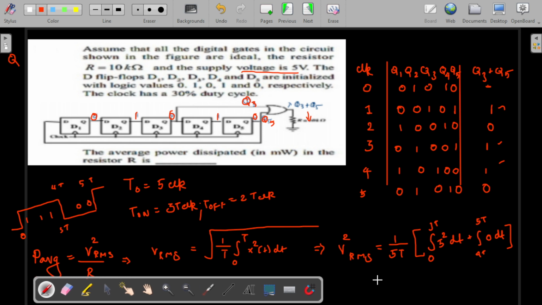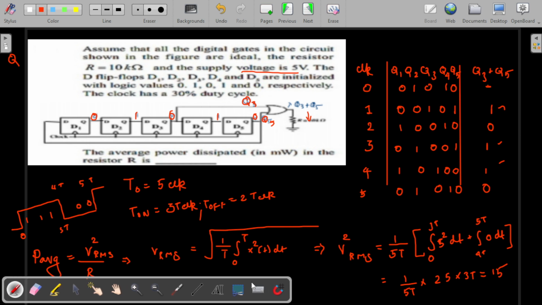Okay, so if we solve this one, the answer that will come is 1 by 5T into, actually this is a constant, so this is 5 not 3, so 25 into 3T. If we substitute the integration, T will cancel, and 5 into 3 is 15. Okay, so this is the answer. If we substitute the same in the formula, P average will be 15 divided by 10k. Okay, so we can clearly state that it is 1.5 milliwatt.